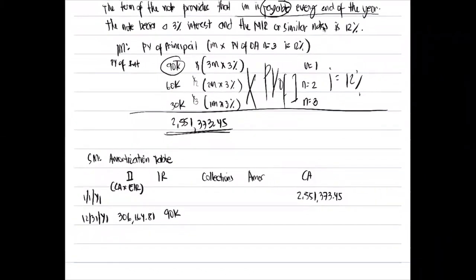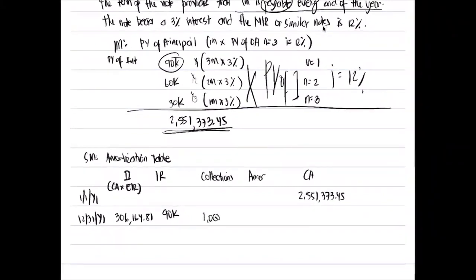And our collection pertaining to principal is every year 1 million, right? Every year 1 million. Let's compute for amortization. 306,164.81 less 90,000 less 1 million will provide us a value of negative 783,835.19. Since this is negative, our carrying amount will decrease. Unlike in our first example, wherein the amortization is positive, here the amortization is negative. Therefore, we will have a decrease on carrying amount.